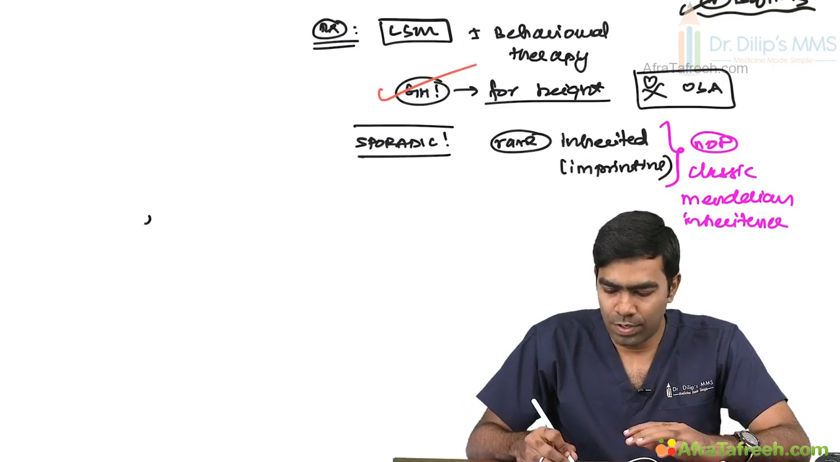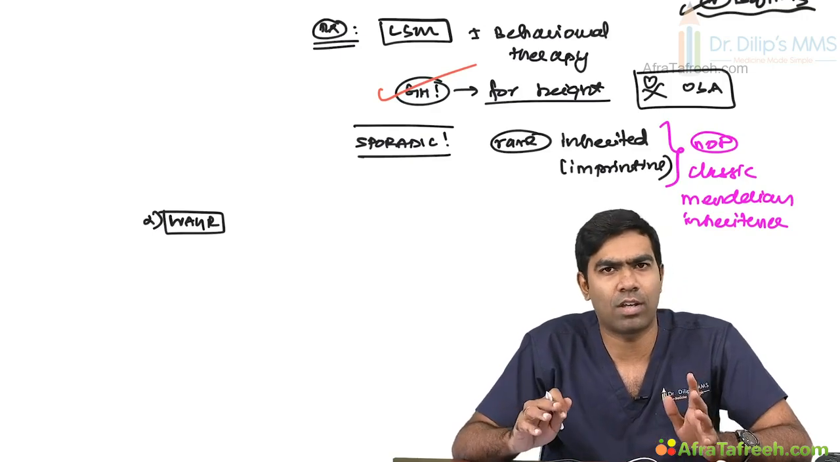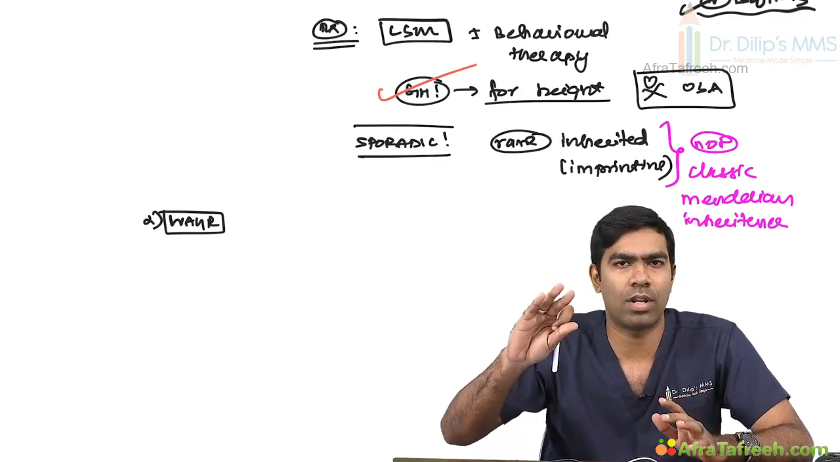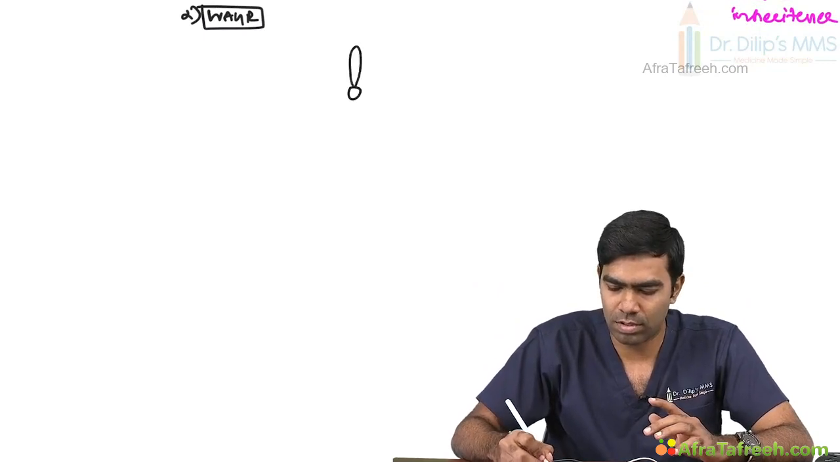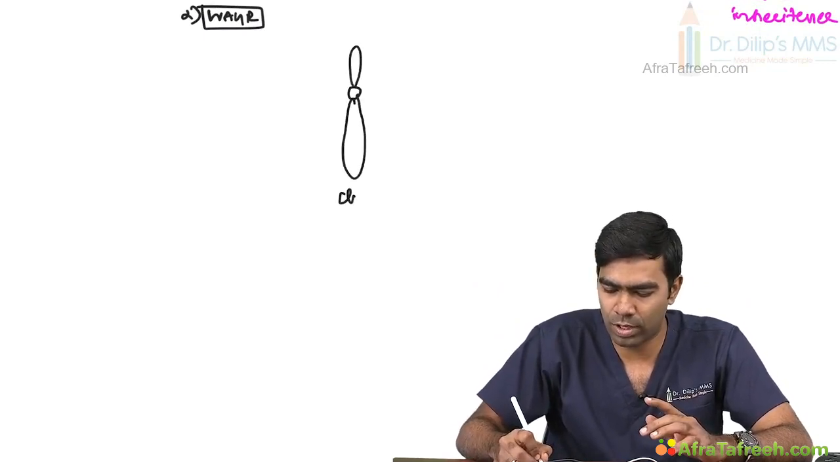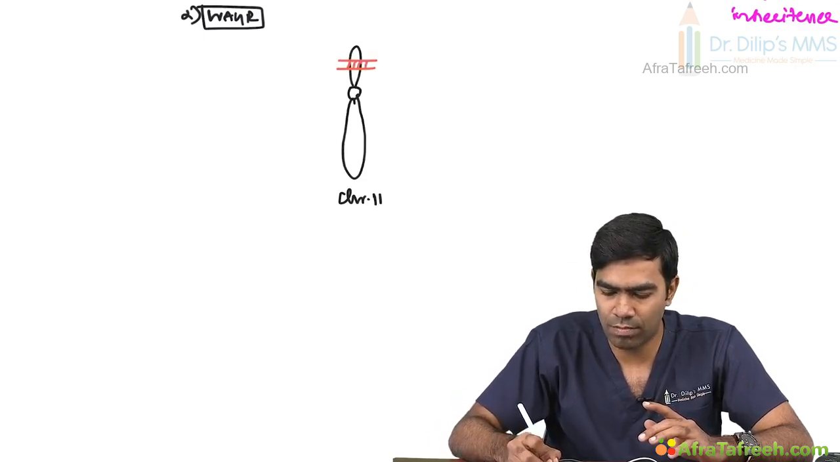And the next syndrome we want to discuss is WAGR syndrome. WAGR is an acronym for Wilms tumor, aniridia, genitourinary abnormalities, and mental retardation. Clear? So what is the problem in WAGR syndrome? The problem in WAGR syndrome is located in chromosome number 11, where you have an area called the WAGR region.